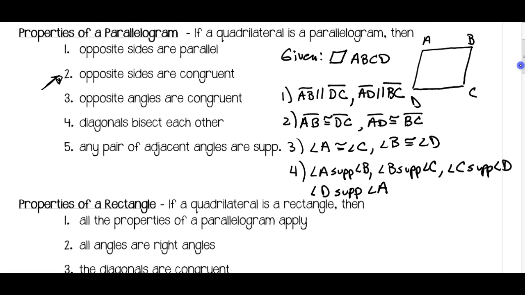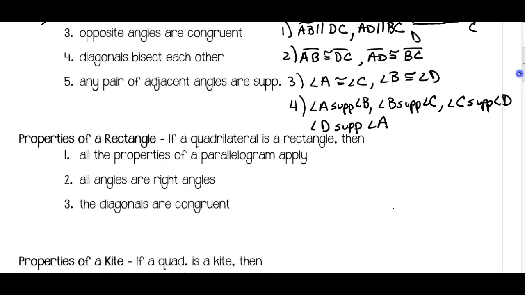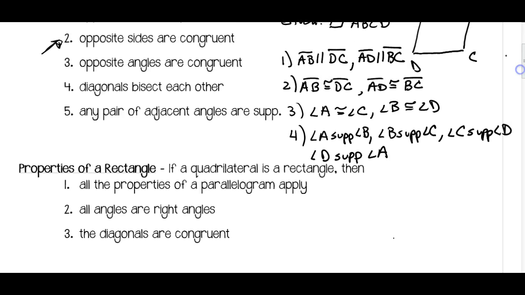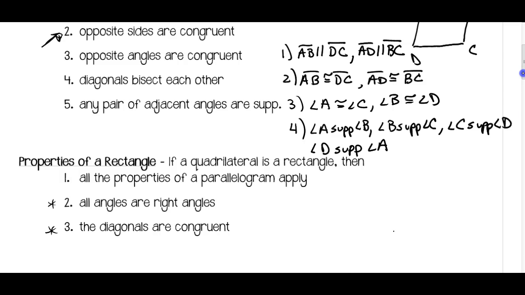What I want you to do for the rest of these, for the properties of rectangles, we've got all the properties of a parallelogram. So you don't have to go ahead and do all of those because it's going to get kind of lengthy, but do the ones for number 2 and number 3. So draw yourself a picture, write that you're given that ABCD is a rectangle, and then write the properties based on what you know there.